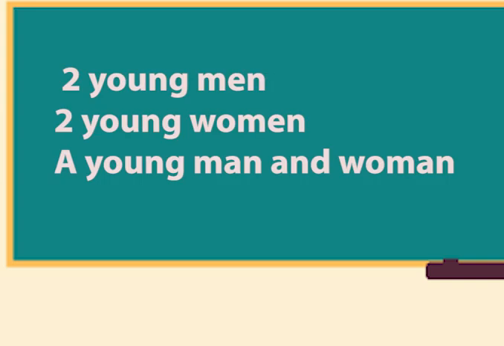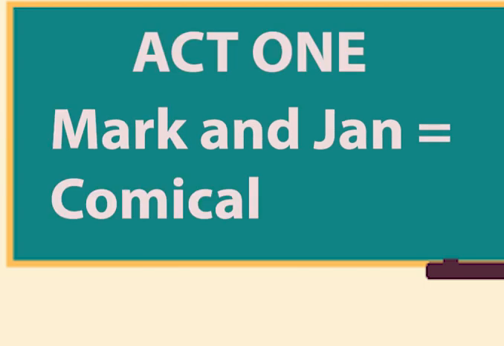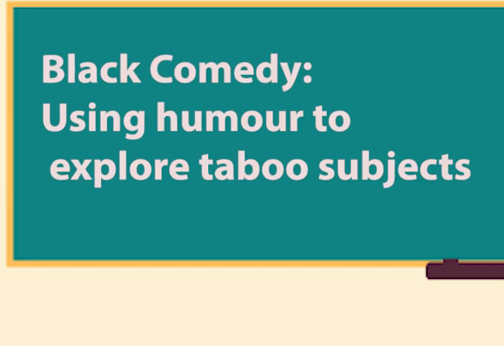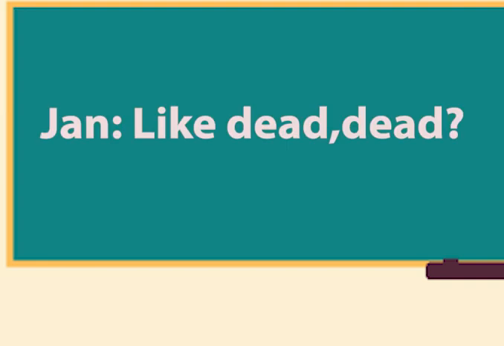In other words, the characters of Phil and Leah could be two young men or two young women, a young woman and a young man, or a young man and a young woman. The opening dialogue in Act 1 between Mark and Jan is comical, even though the subject matter is very dark. This is black comedy, if you like. The repetition of the adjective dead forms a comical patter. Consider Jan when she says, "Like dead, dead."